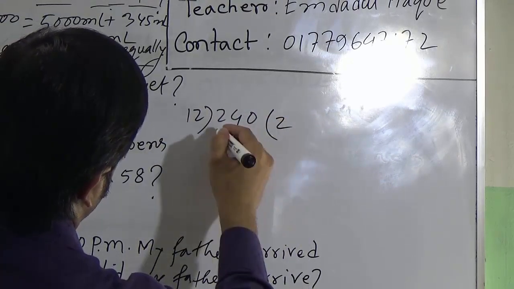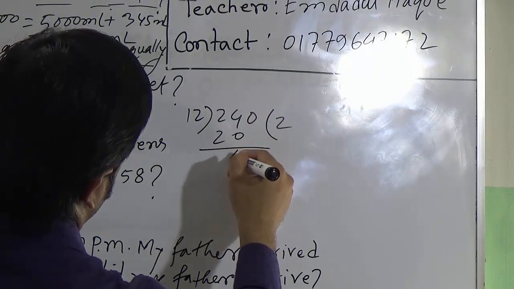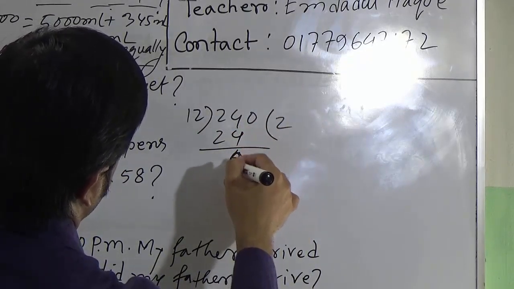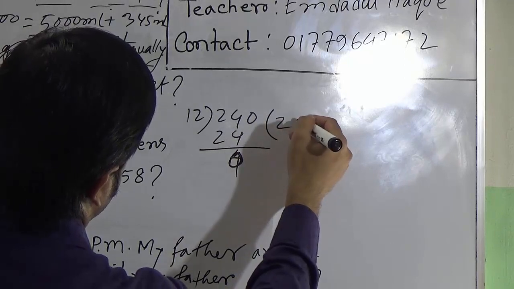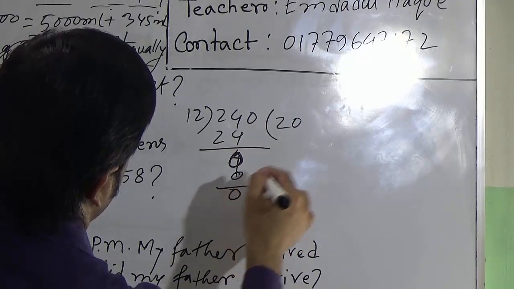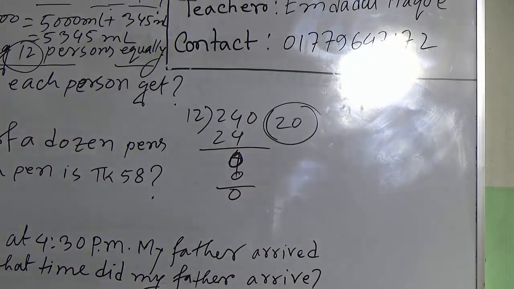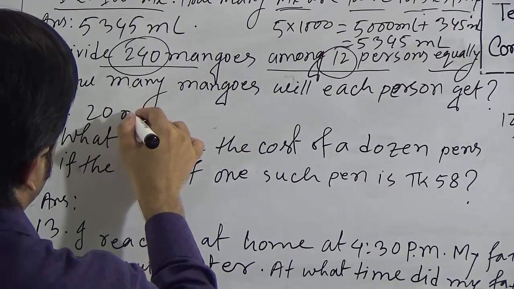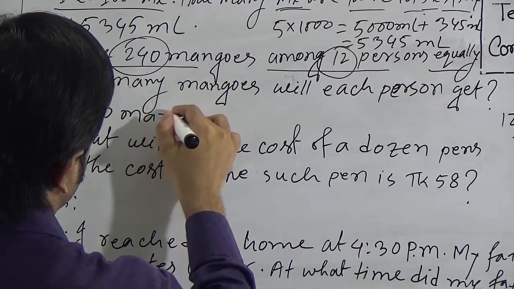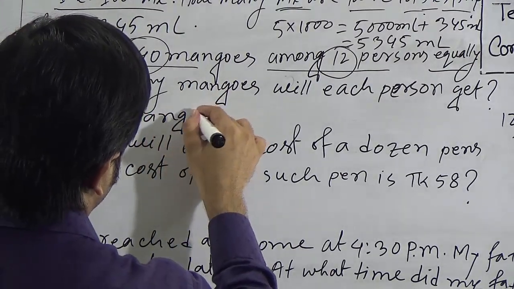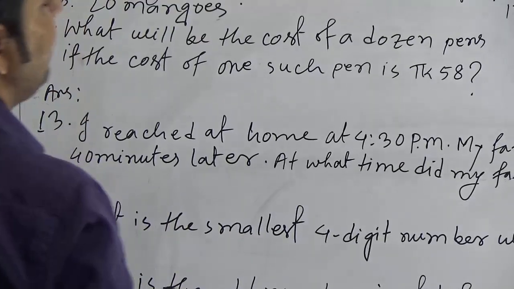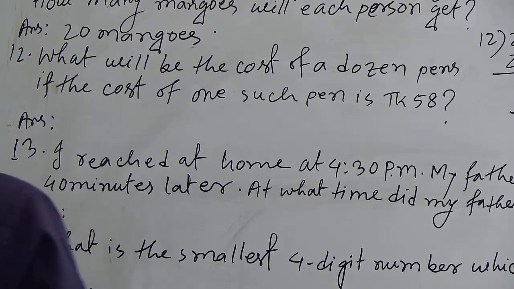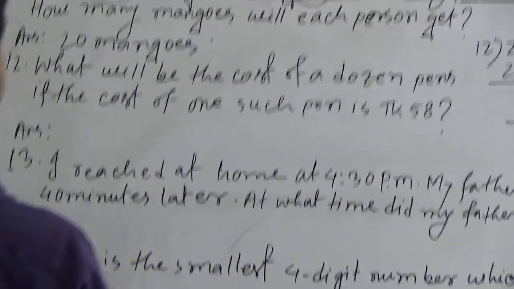If we divide 240 by 12, we will get 2 times of 12 is 24. Now 4 left. Now 0 left. Take 0 times 0. So our required answer is 20. It means that 20 mangoes will each person get. So 20 mangoes will be our required answer.